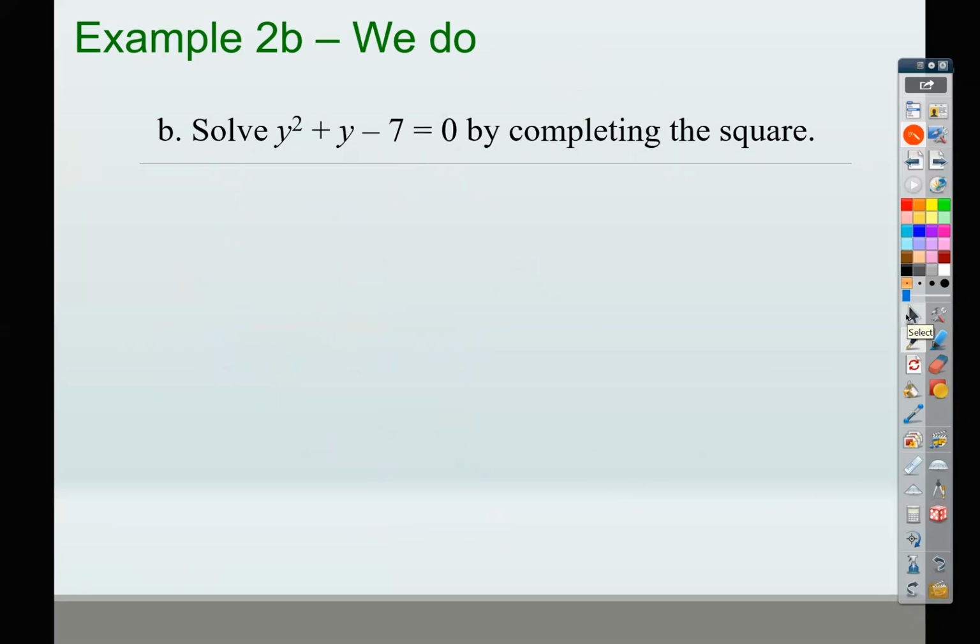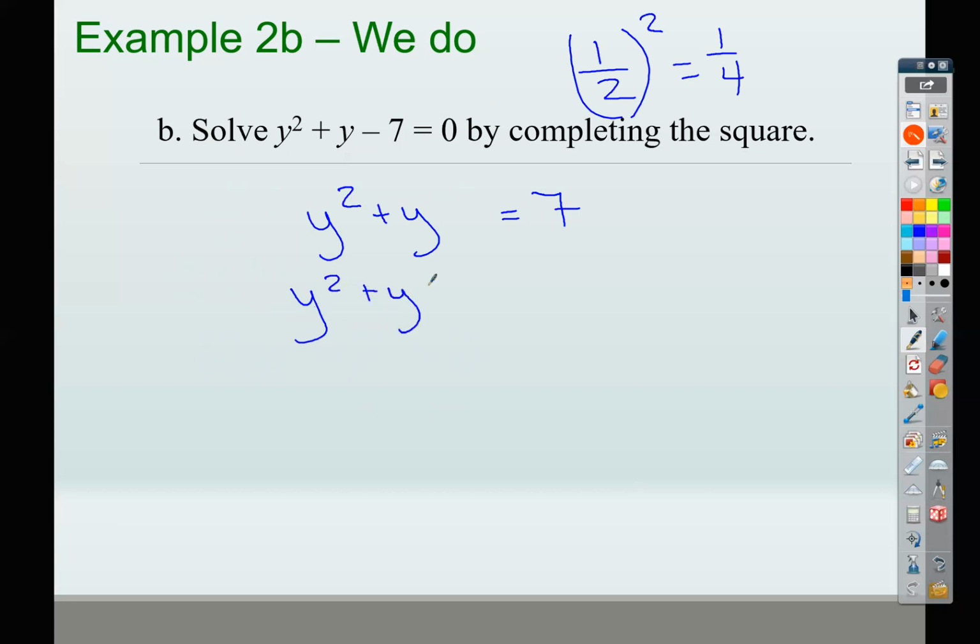So solve by completing the square. So again, we're going to move this constant to the other side. Then you take your linear term, which is 1, divide it by 2, and square it, and you get 1/4. So I'm going to add 1/4 to both sides of the equation.